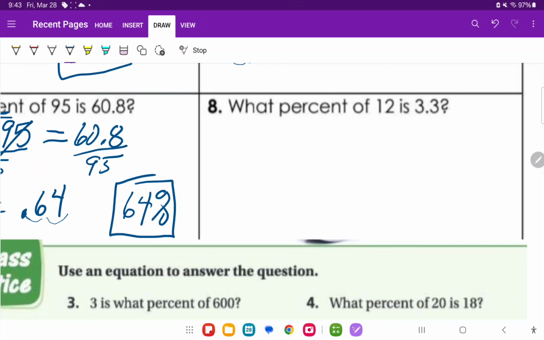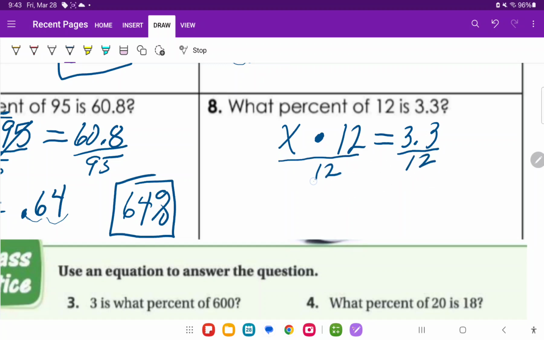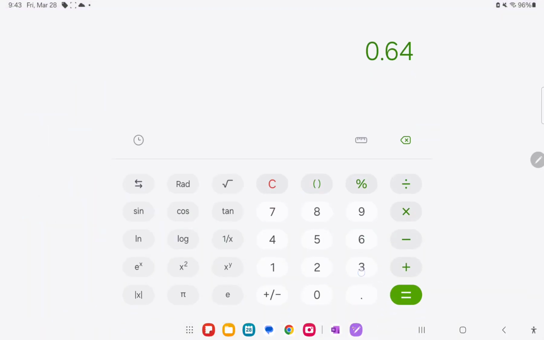And then this one, same thing, write as a math sentence. What percent is our x, "of" is multiply, and then we have our number 12 is equal to, and then you bring down your 3.3. All right, we want to get x all alone, so we'll divide by 12 over here as well, so that cancels out.